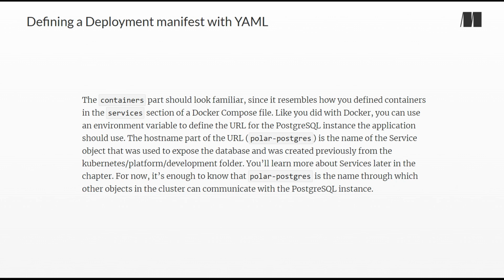The hostname part of the URL, polar-postgres, is the name of the Service object that was used to expose the database and was created previously from the Kubernetes platform development folder. You'll learn more about Services later in the chapter. For now, it's enough to know that polar-postgres is the name through which other objects in the cluster can communicate with the PostgreSQL instance.